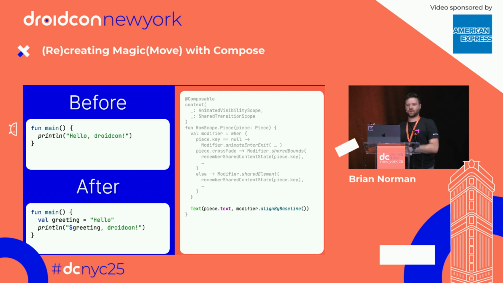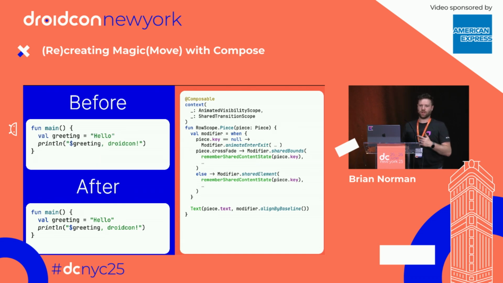And then you just throw this in a text element with that modifier and align it by baseline, and you get a much better animation where hello now does follow into the greeting local variable. Let's see it one more time.